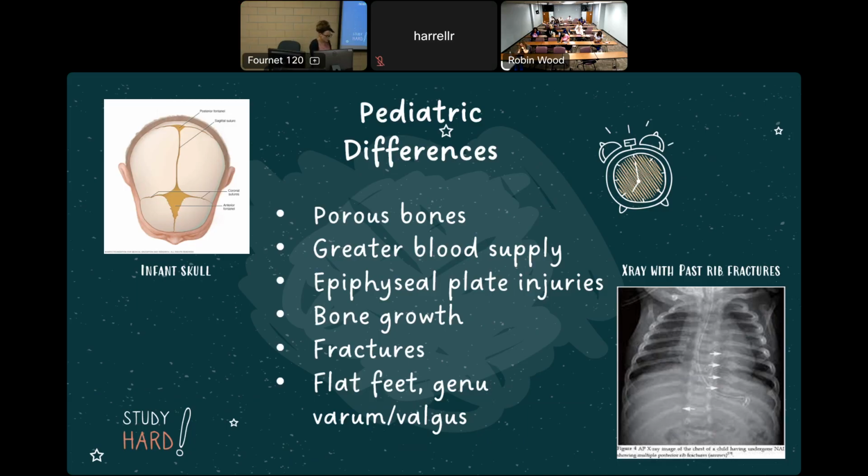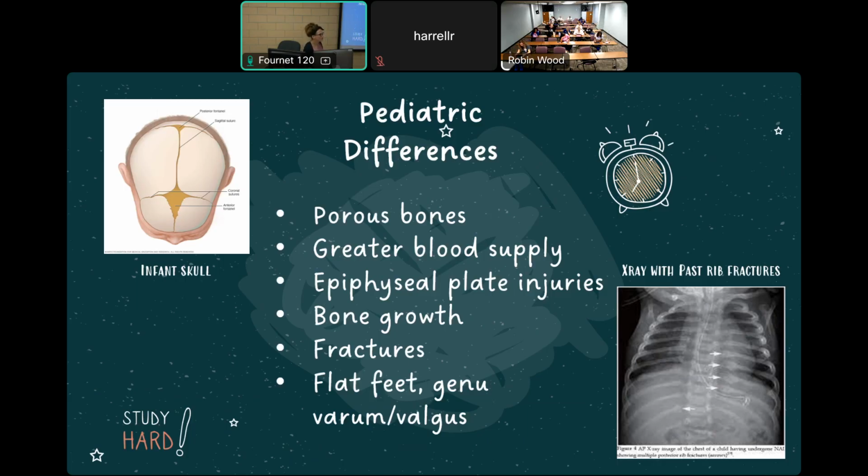Typically, those sutures close around age 2. Dr. Wood will talk about a condition called craniosynostosis, which is when the sutures fuse prematurely. Why do we think that might be a problem? The head's still growing. Right, brain growth.